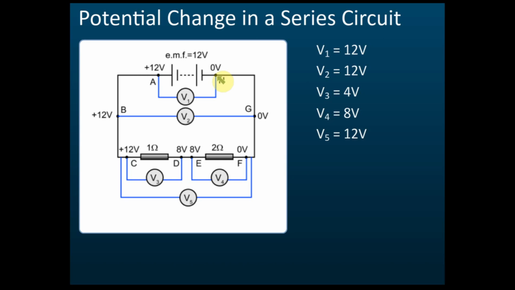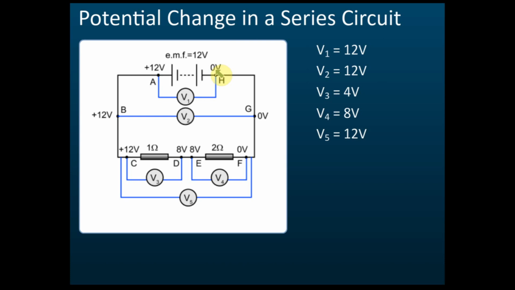Or it means at this point, the potential, now this is potential, not potential difference, potential. The potential here is positive 12 volt, and the potential here is 0 volt. Then the potential difference is 12 volt.